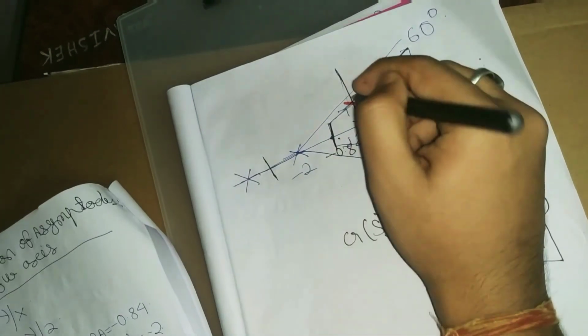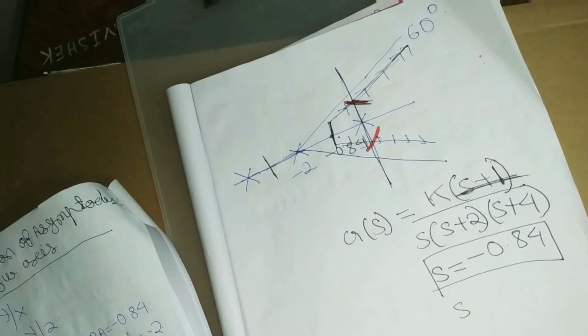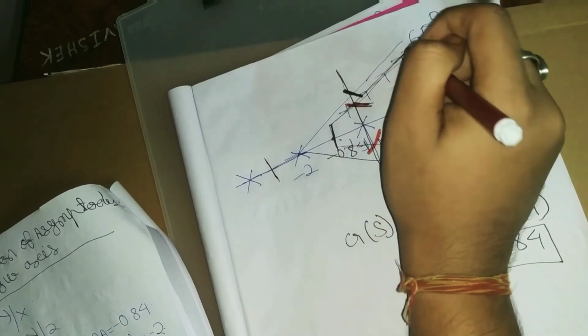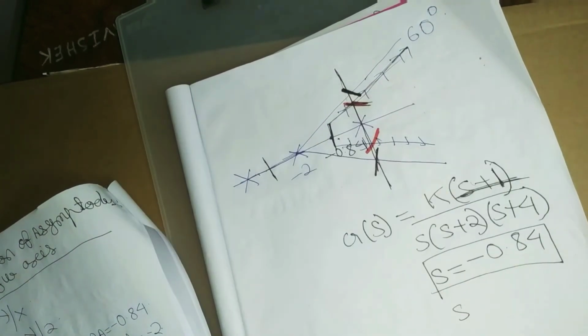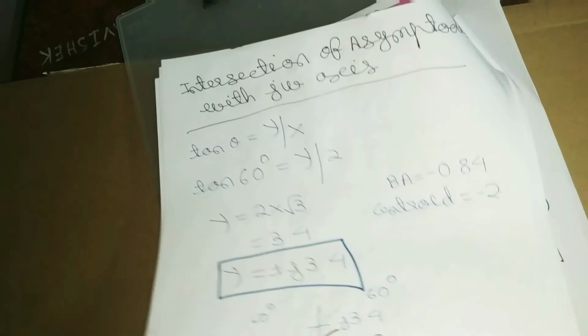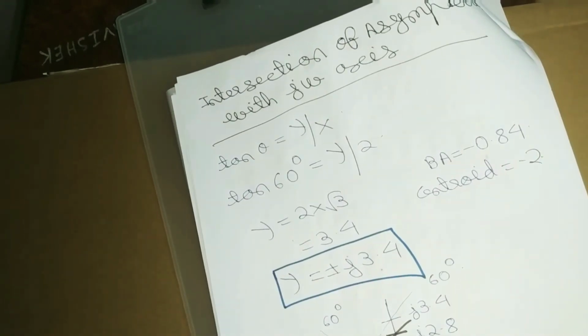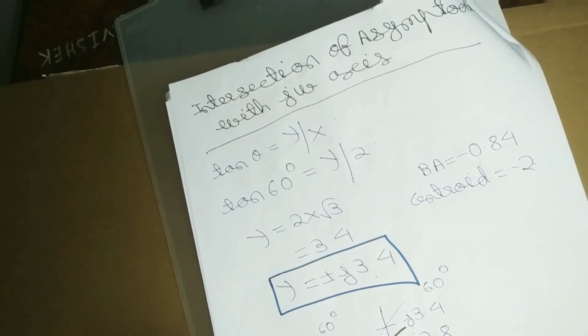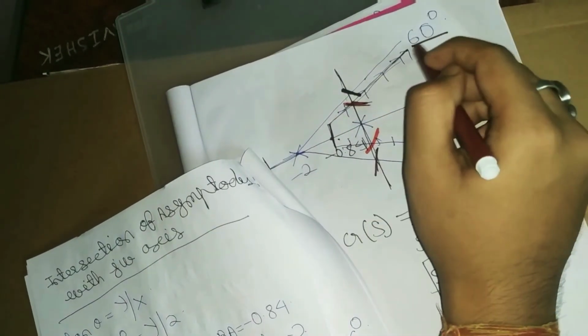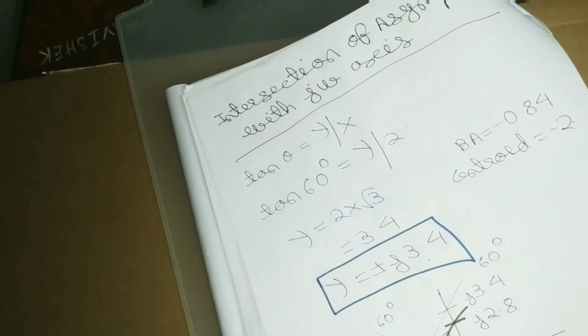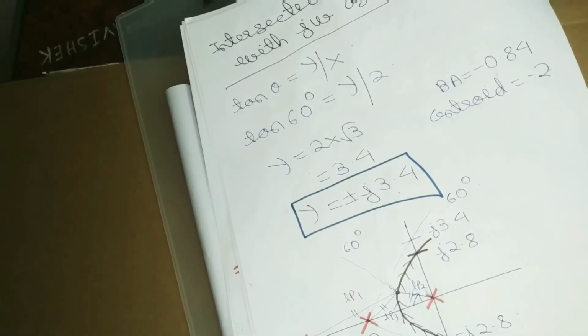This is the intersection of the root locus with the j omega axis, and this will be the angle of the asymptotes with the j omega axis. So how to find it? As you know, tan theta is equal to y by x. See, theta is 60 degree. So you are taking this angle. Theta is equal to 60 degree, and y by x. So you have to find the value of y, because y is the imaginary axis. So what is x? x is the centroid.